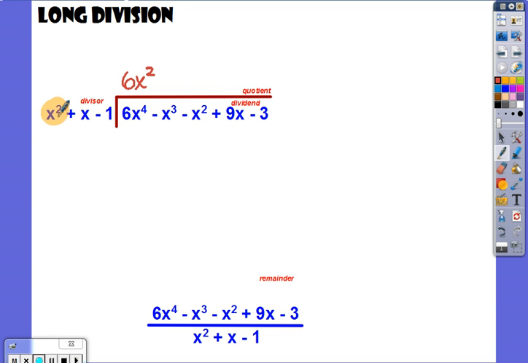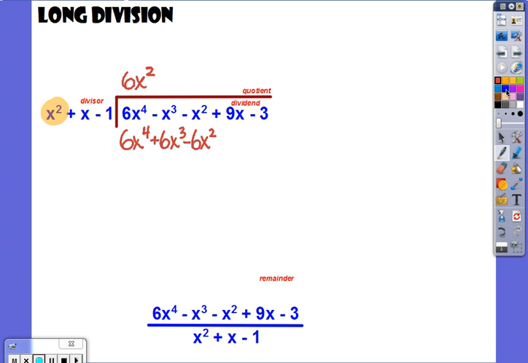So I'll take 6x squared times x squared, and then I'll continue. 6x squared times positive x is positive 6x cubed. And then finally, 6x squared times negative 1 is negative 6x squared. And I'm sort of trying to keep these degrees lined up, so if we have a 4th power, a 3rd power, a 2nd power, leave them lined up.